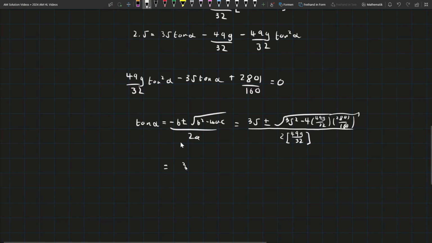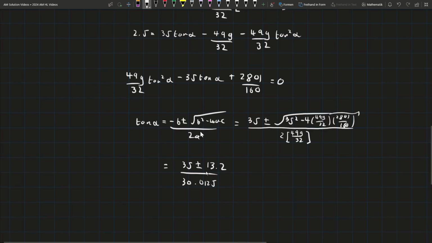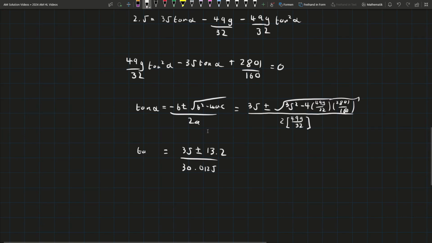So you get 35 plus or minus the square root of that big thing, which is plus or minus about 13.2 roughly, all over about 30.0125. So that's what tan alpha is. That means that alpha is given by the tan inverse of that.